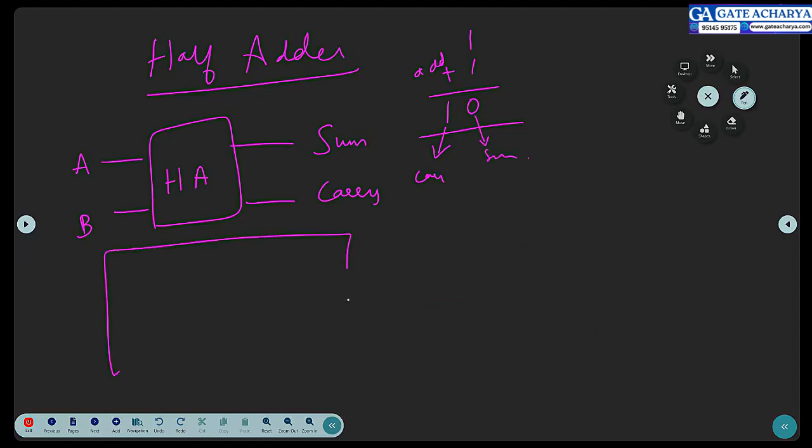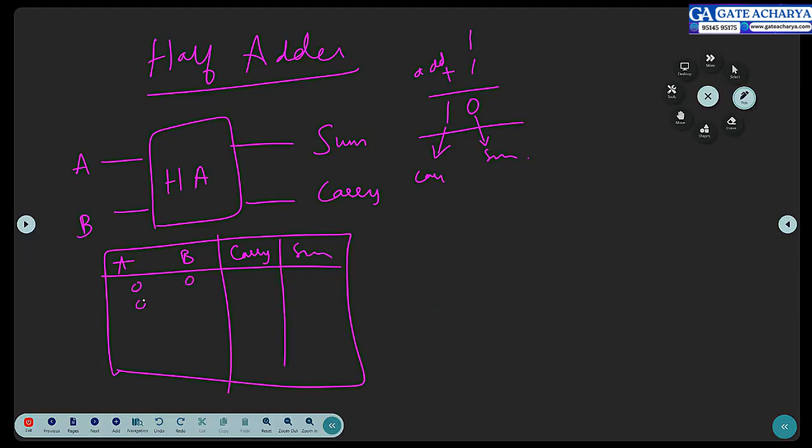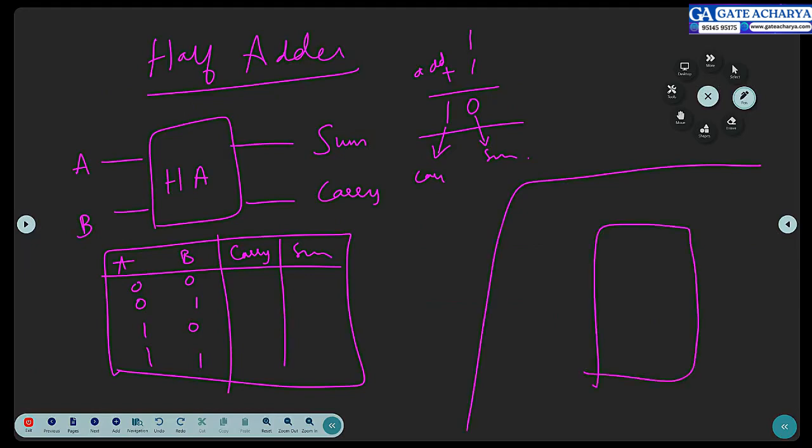So you have A, B as the inputs, carry and sum as the outputs. 0, 0, all possible inputs. Fill it up. This is half adder. If you have 3 inputs, that is called a full adder. Full adder means it has 3 inputs, A, B, C. Output is, so you have 1 plus 1 plus 1, 1, 1. Get the truth table. Rendu truth table pannunga. This is half adder, half full adder.